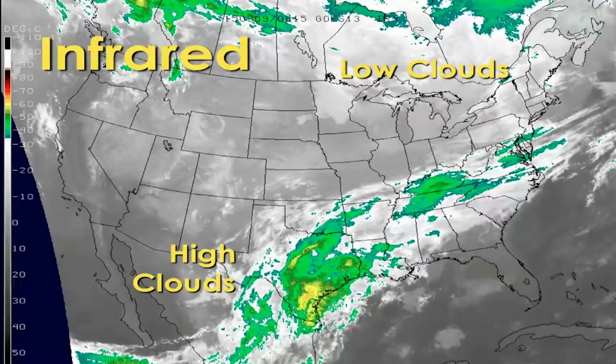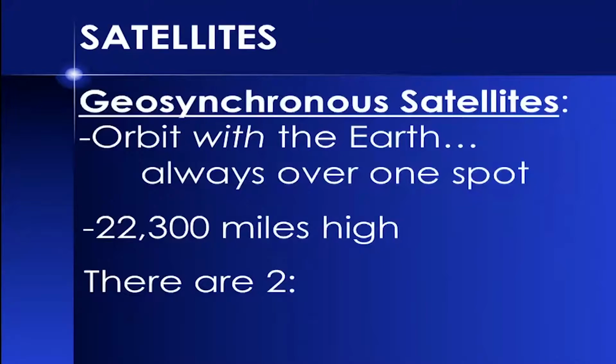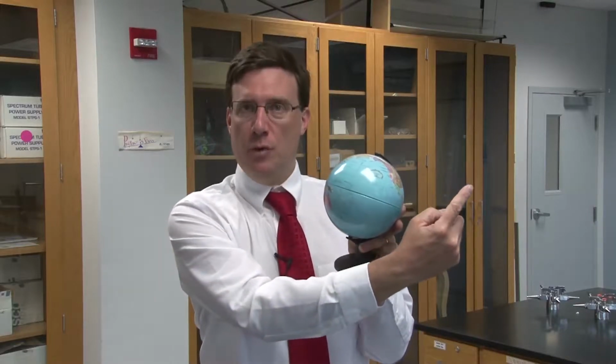So here are some low clouds on an infrared image at the top of the picture above Michigan and lower Canada, and then down in Texas, that's where you can see the high clouds, which have been colored for us, making it easier to see. Now, our satellites orbit over the same spot of the Earth at all times. In order for that to happen, they have to be about 22,000 miles above the Earth, and they orbit with the Earth. So here's our Earth, and our satellite's going to be about 22,000 miles above it, and as our Earth spins, our satellite moves at the same speed and stays over the same spot.